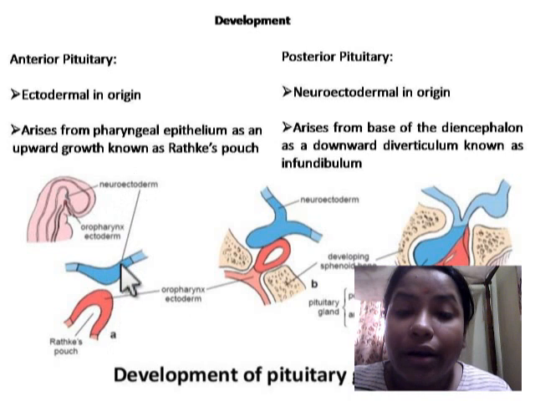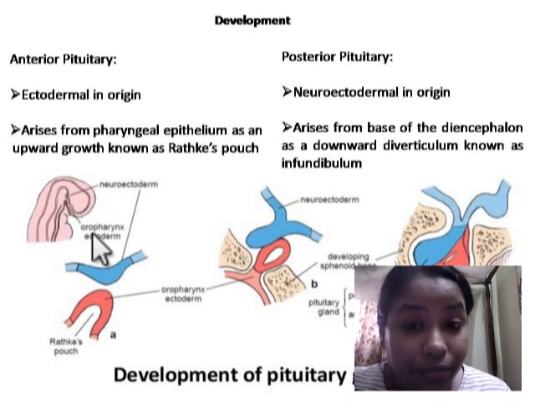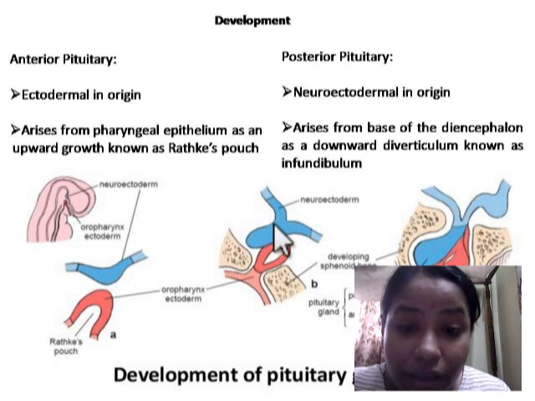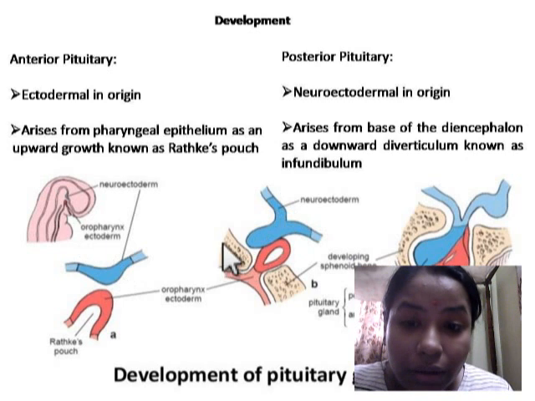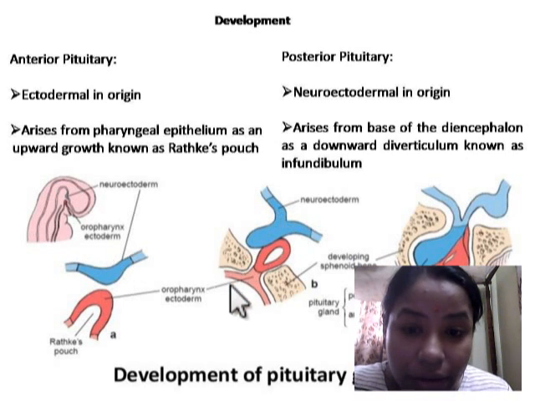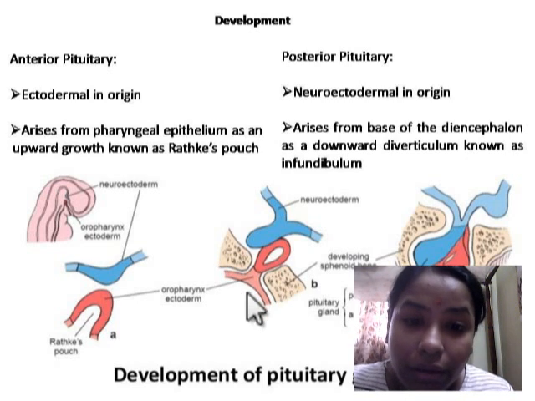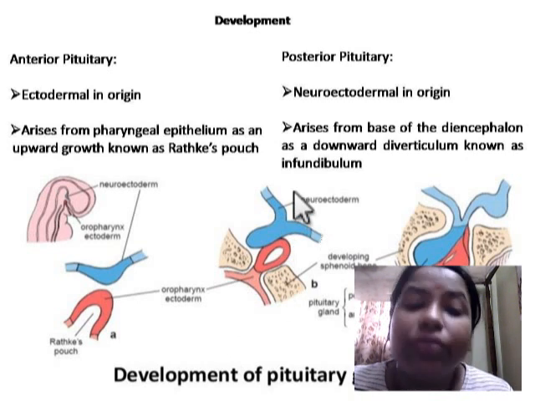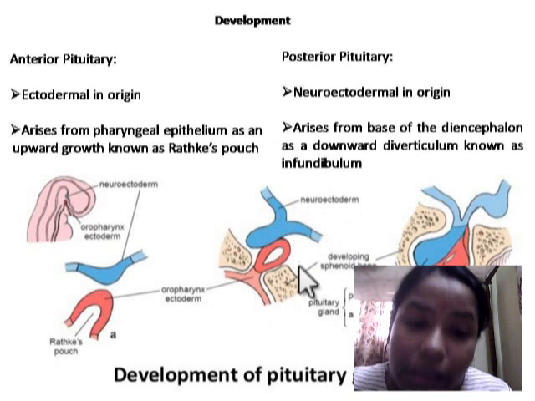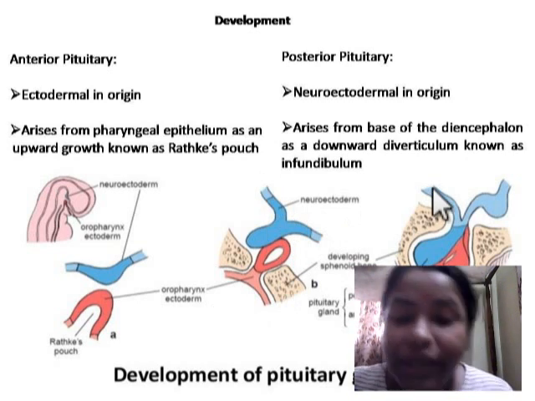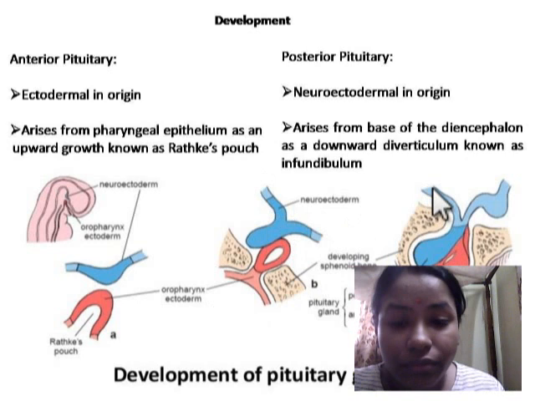Our neuroectoderm and oropharynx ectoderm both meet together, and the oropharynx part gives rise to the sphenoid bone portion also, and the neuroectoderm and the Rathke's pouch both meet and form the pituitary structure.